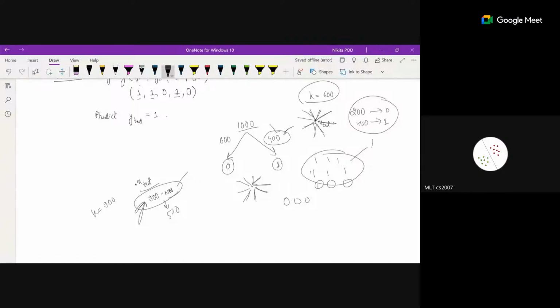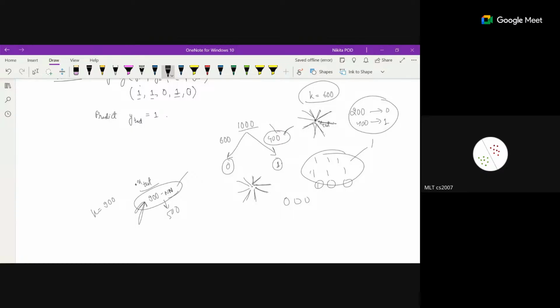So out of 1,000, how will we choose this 900? Either we should take 400 or 600 or 500 here? No, no. Here the question is not about how do we choose K.